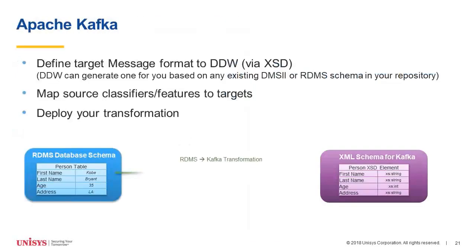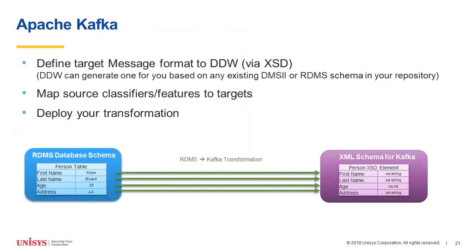The next feature I'm going to talk a little bit about is Apache Kafka. With Apache Kafka, we define a target message format to DDW via XSD. So we create the definition of what we want the messages to look like when they're delivered to the Kafka broker. We use XSD. XSD is an industry standard for describing structures.